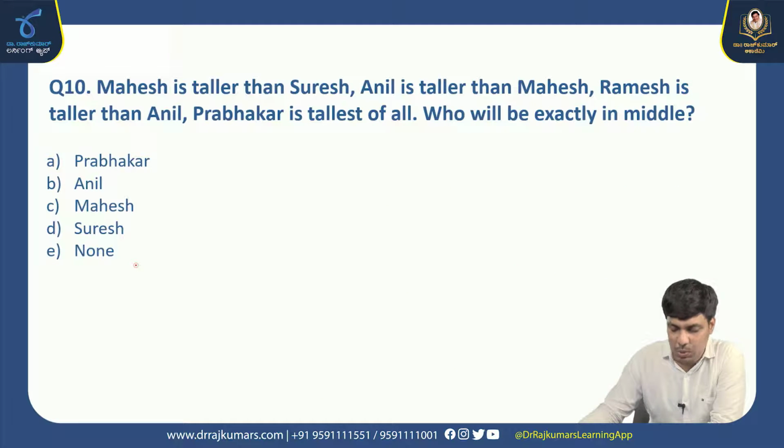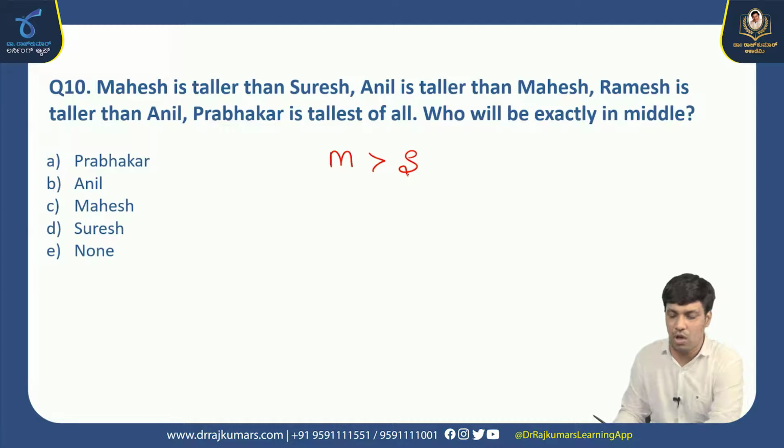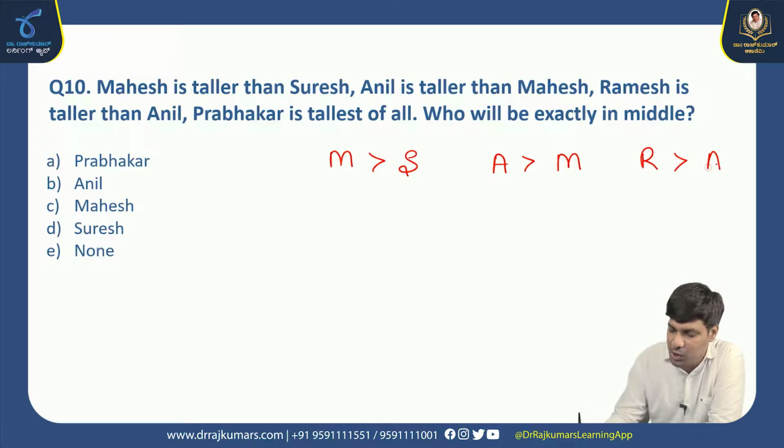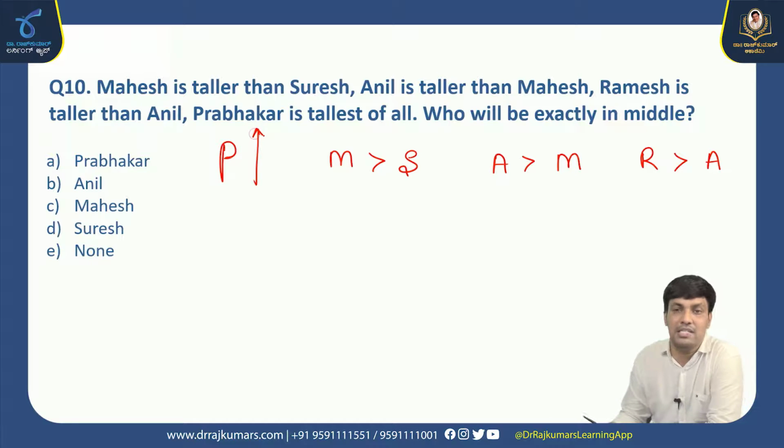Mahesh is taller than Suresh. Anil is taller than Mahesh. Ramesh is taller than Anil. Prabhakar is taller than all of them. Who will be exactly in the middle? Let us solve now. In the first condition, Mahesh is taller than Suresh. Next, Anil should be taller than Mahesh. Ramesh should be taller than Anil. Prabhakar is the tallest of all, right? When compared to all, Prabhakar is the tallest.